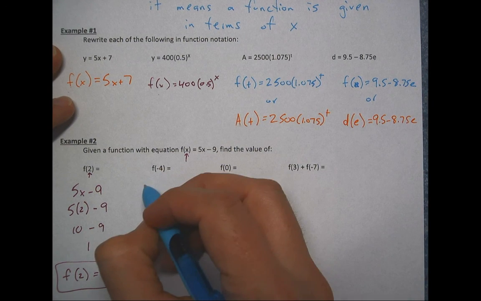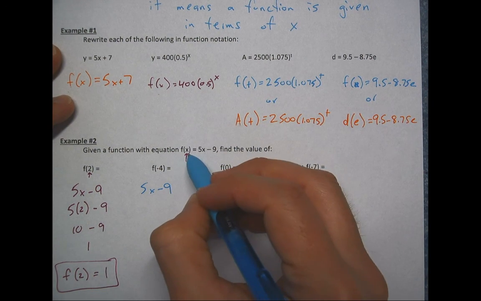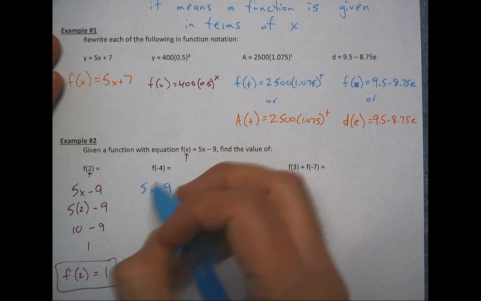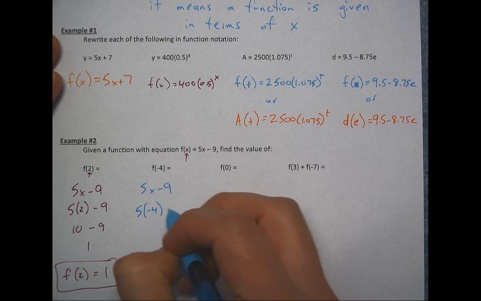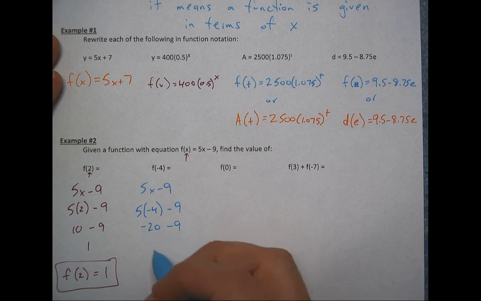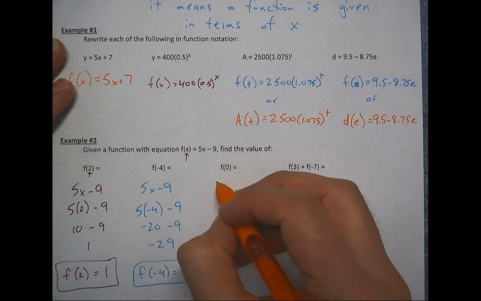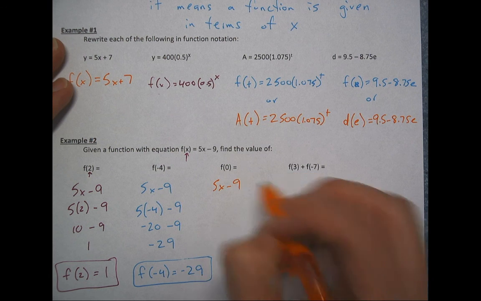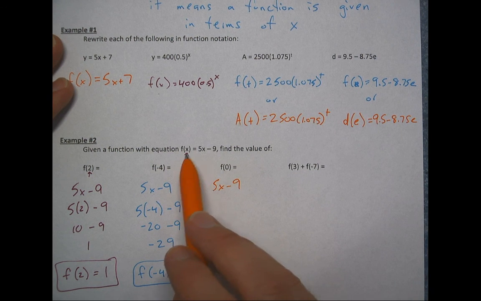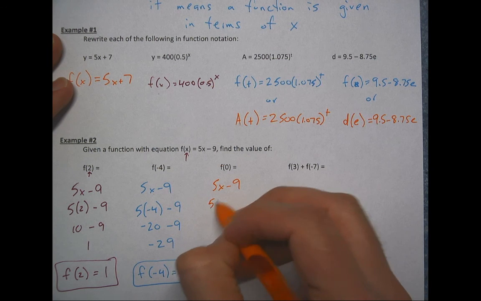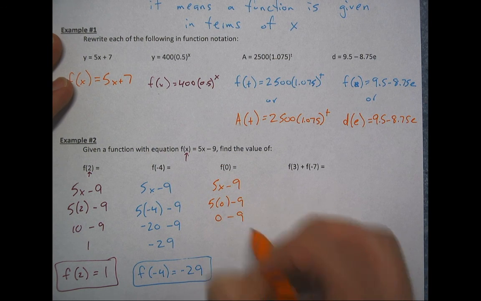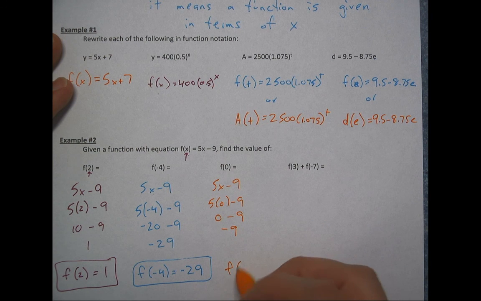So what's f of negative 4? Again, we have f of x is 5x minus 9. So f of negative 4 is 5 times negative 4 minus 9, which is negative 20, negative 29. So I can write f of negative 4 equals negative 29. How about f of 0? We're still basing everything off of this original function. So f of x equals 5x minus 9. F of 0 equals 5 times 0 minus 9. So it's 0 minus 9, negative 9. F of 0 is negative 9.